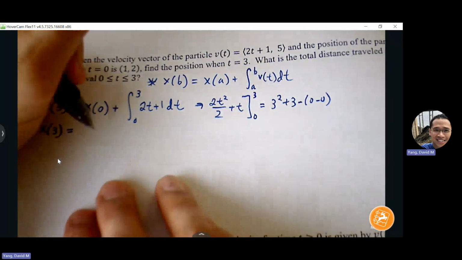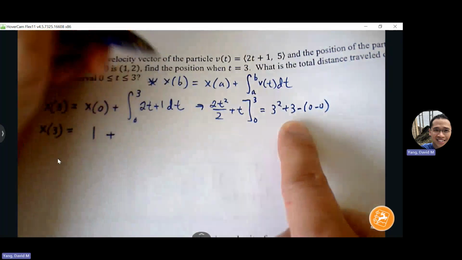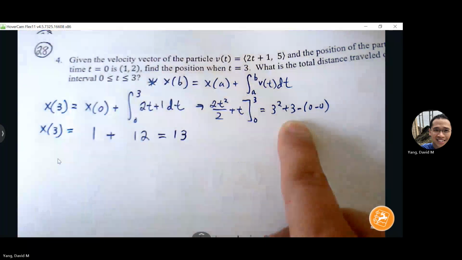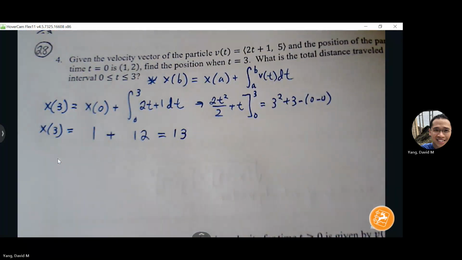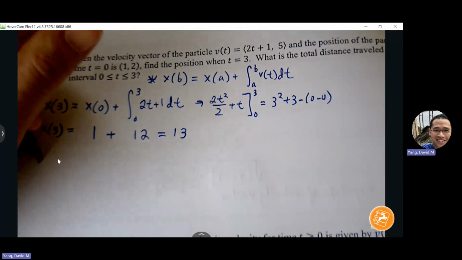x of 0 is 1. 9 plus 3 is 12. So my position at t equals 3 has a horizontal component of 13. Now we can do y of 3.